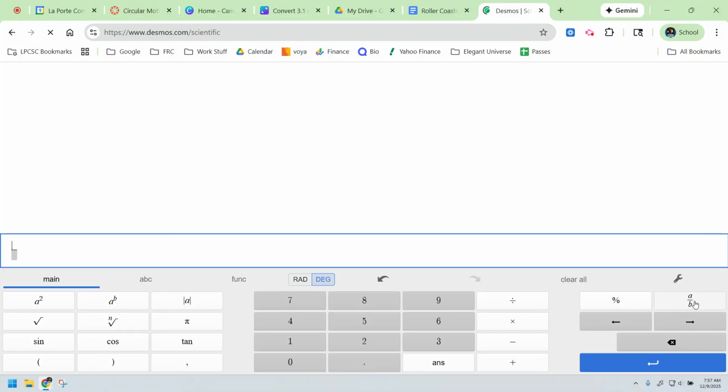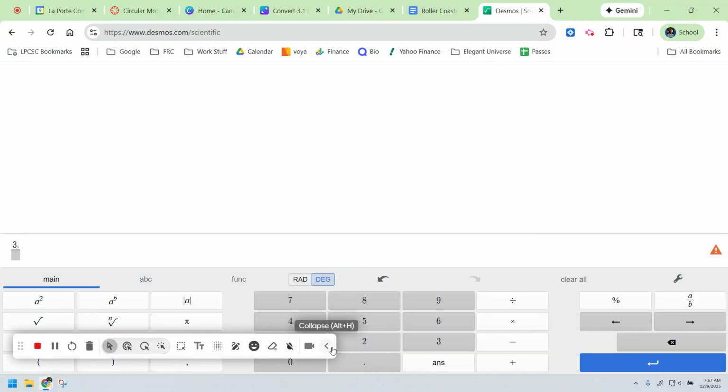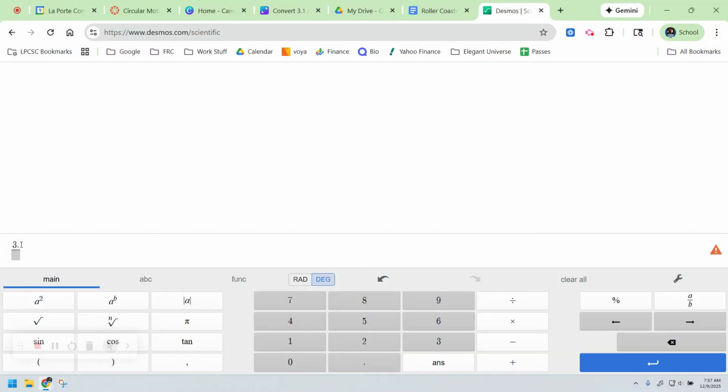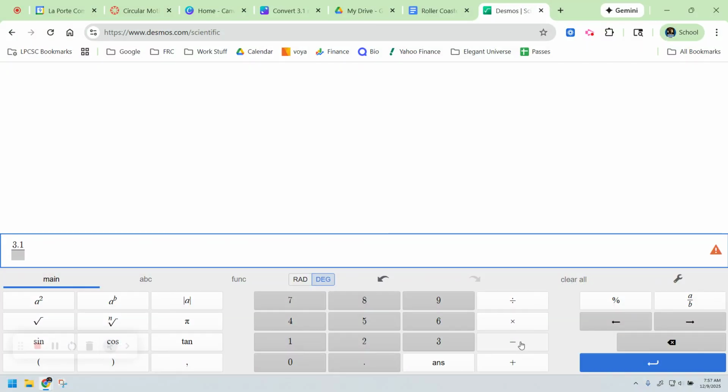So that's easy peasy. We just go to Desmos and we say 3.1. Well, should have been easy peasy. 3.1 times 180. Desmos does this weird thing when I record a video. And there you have it. It's 177.6 degrees. Okay, 177.6 degrees.